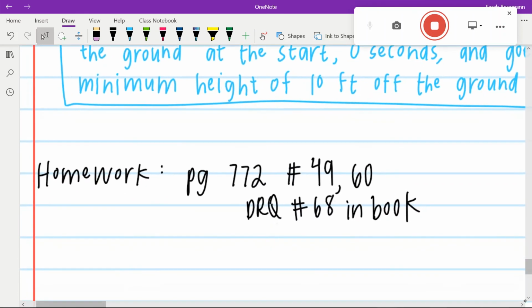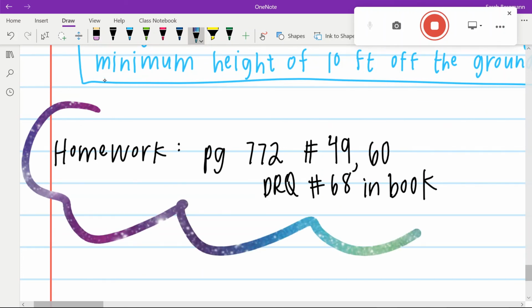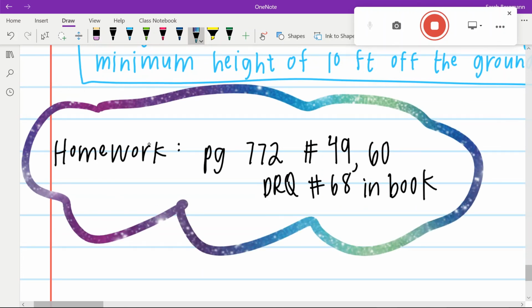Okay, your homework for tonight is on page 772 again. You are doing numbers 49 and 60, and reflection question for tonight is number 68 in the book. Make sure you're really thinking about this one and writing your own answer.